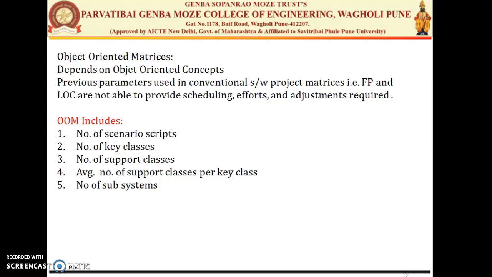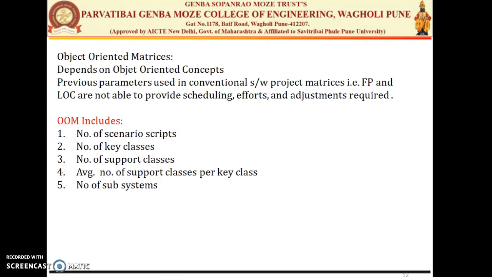So in this session we have seen scheduling. For scheduling we use two tools: PERT, and second is CPM, that is the critical path method. Then we have seen the three major software matrices. The first is size oriented, the second is function oriented, and the third is object oriented. The size oriented matrix uses LOC, the line of code, for measuring the software. Then the function oriented matrix uses the function point for measuring the software.